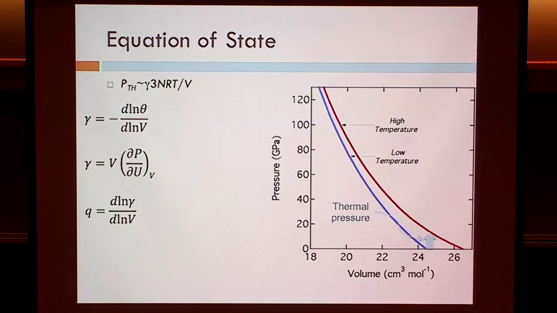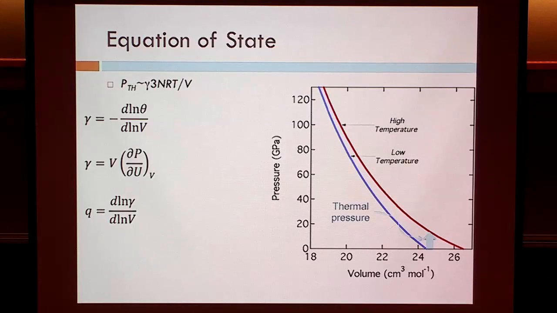For the thermal pressure to shrink on compression, gamma has to decrease on compression. And because of the 1 over V, it has to decrease faster than the volume, actually. And so that tells us something about Q. It tells us, in fact, that Q is generally greater than 1 for crystals, about 1.5, 2, something like that. Some of them have much larger values, a few of them. Q is defined to be this, the logarithmic volume derivative of gamma. That's the definition of it, yeah.